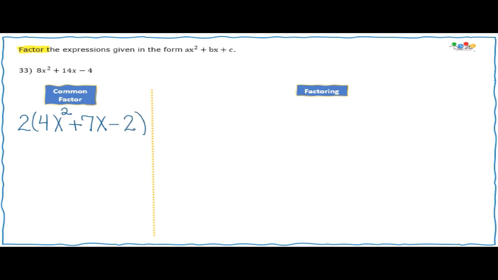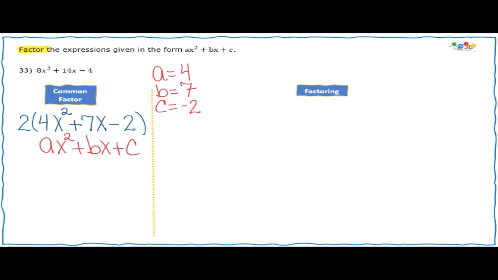Now I'm going to use that trinomial to find my A, B, and C. So let's write down the standard form right below the problem. Now notice how I can find and use A, B, and C. Same process that we've been doing, okay? So my A is a 4, my B is a 7, and my C is a negative 2.